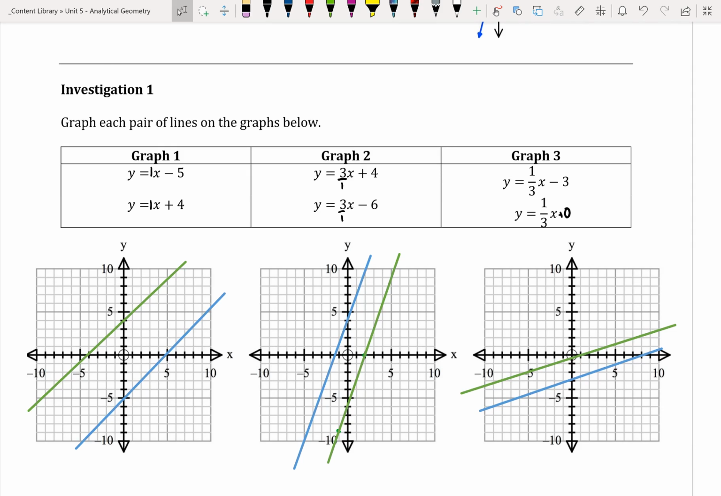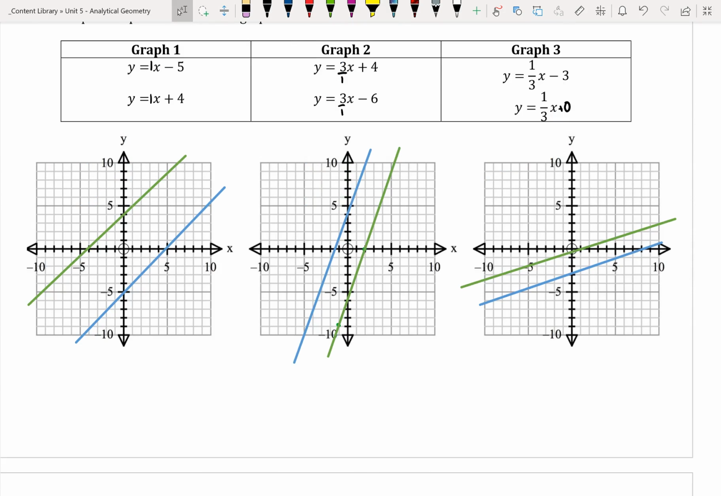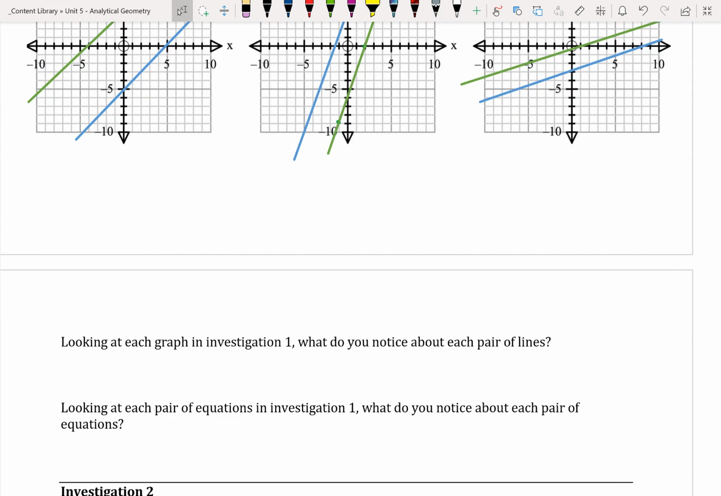Well, what we should notice is that these are parallel lines. So what we notice about these graphs, again, is that they're parallel lines. They're never going to touch. They're not going to intersect. So what do we notice? We notice that they are parallel. So that's what we notice by looking at them.